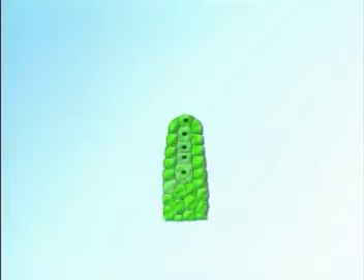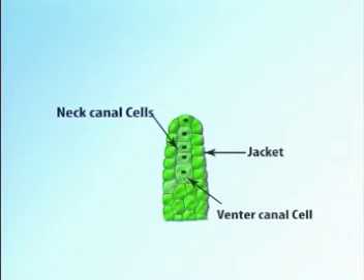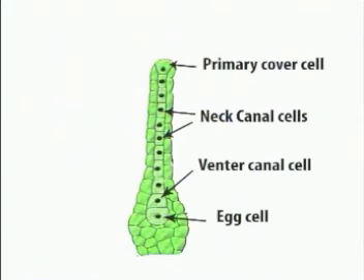The derivatives of the 3 lateral faces form the jacket of the neck, whereas those of the 4th basal face form a row of neck canal cells. The latter occupy the upper part of the neck. Thus, in Funaria, the neck canal cells have double origin. Those in the lower and median part of the neck are derived from primary neck canal cells, and those in the upper portion from the basal derivatives of the cover cell. A transverse division in the primary venter cell gives rise to the venter canal cell and an egg.